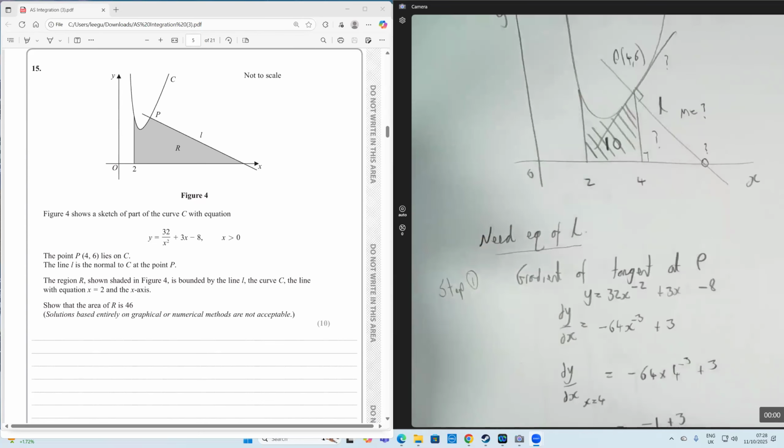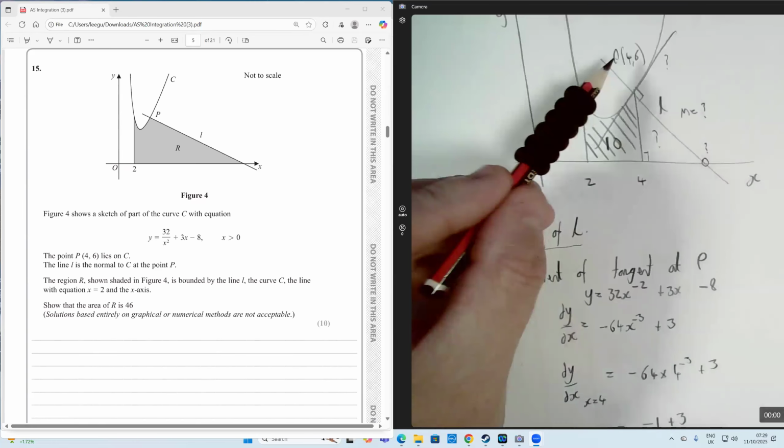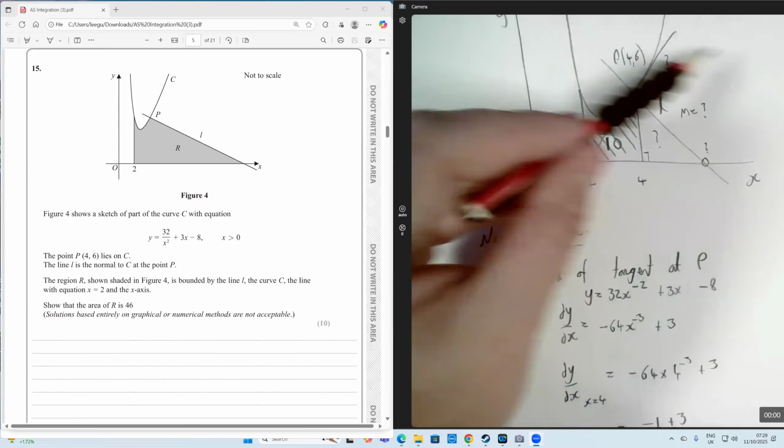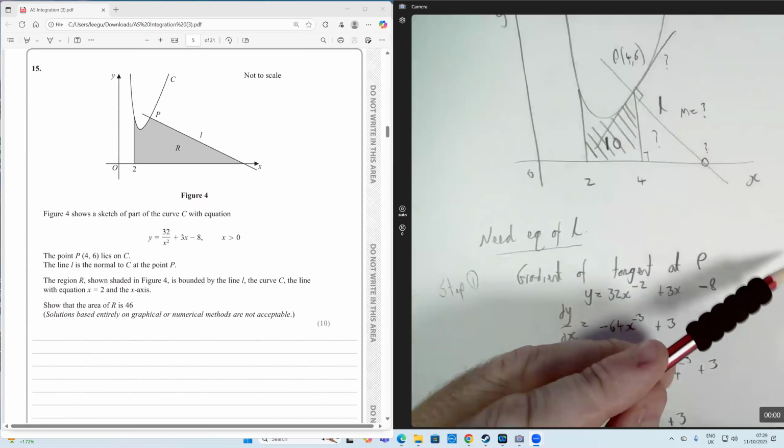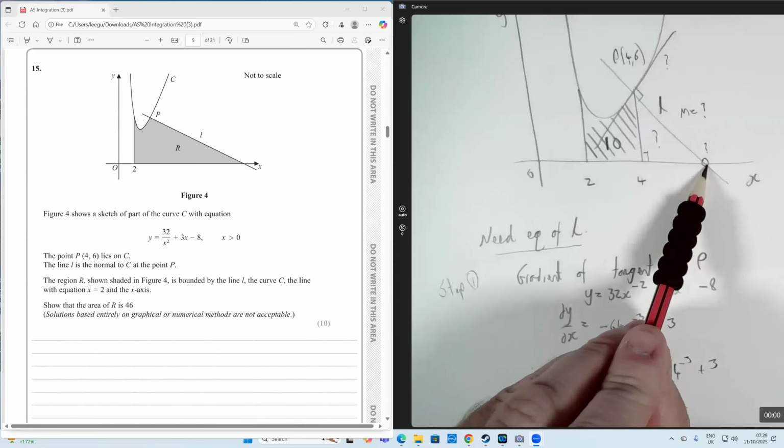And how are we going to find the gradient of the tangent at P? We're going to find that by differentiating and subbing in the x coordinate. So let me reverse those steps and talk through them really quickly again. To solve this problem, we need to know what this coordinate is.